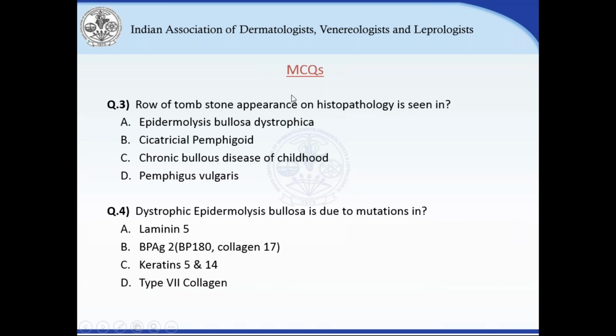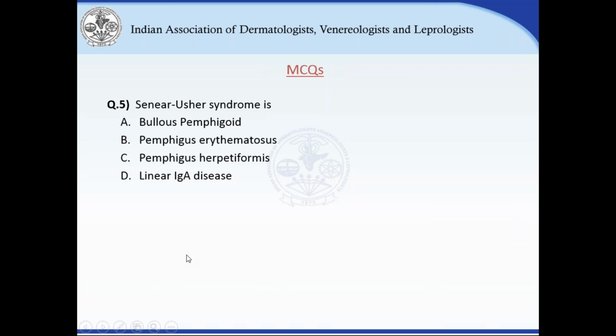Row of tombstone appearance in histopath is seen in pemphigus vulgaris, we discussed initially, that is the basal cells arranged in a layer. Dystrophic epidermolysis bullosa is seen due to mutations in something that is deep in the sublamina densa, that is type 7 collagen, not laminin 5, not BPAG2. Laminin 5 and BPAG2 are located in the lamina lucida and densa. Keratin 5 and 14 cause epidermolysis bullosa simplex. Senior Loken syndrome is not very important for you.